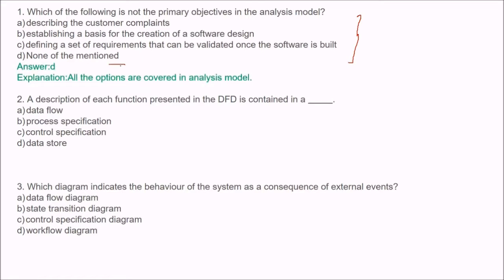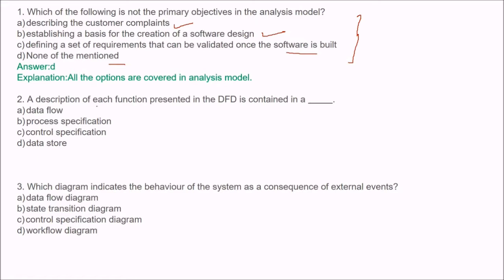The answer is all the options are covered in analysis model. That is describing the customer's complaints, establishing a basis for the creation of software design, defining a set of requirements that can be validated once the software is built.